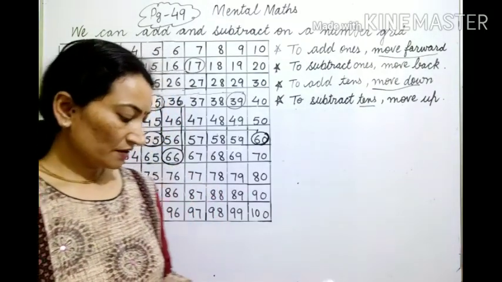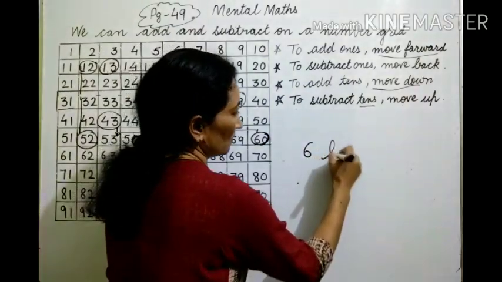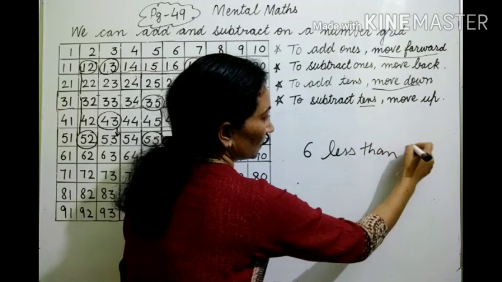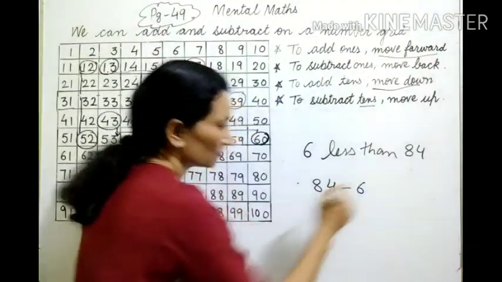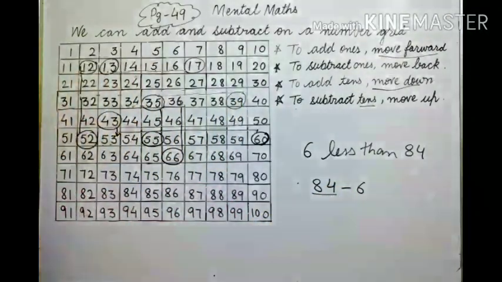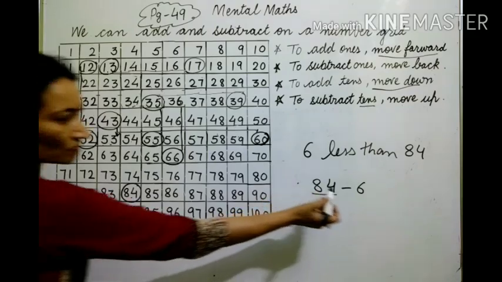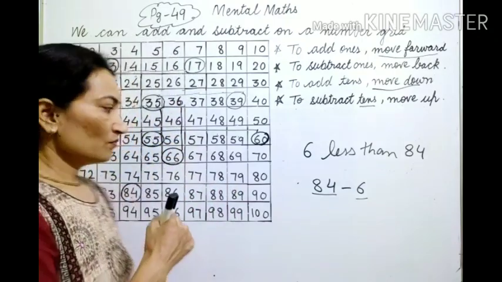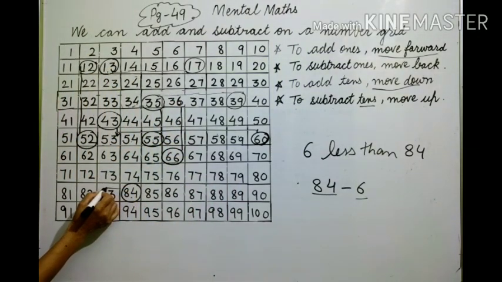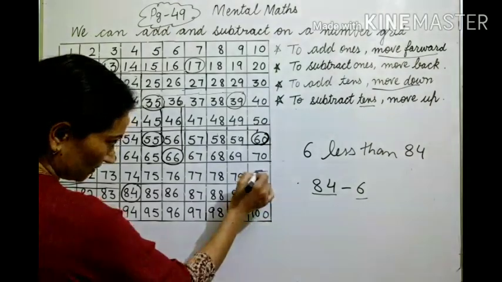One more question I want to tell you. 6 less than 84. It means we have to subtract 6 from 84. First we see where is 84 in our number grid. We find here 84. Now 6 we have to subtract, and 6 is ones. Only a 1 digit number, so we will move back 6 steps. 1, 2, 3, then where will we go? Not here. We will go here at 80. Clear?